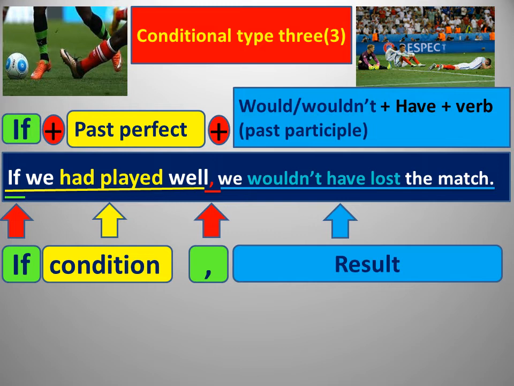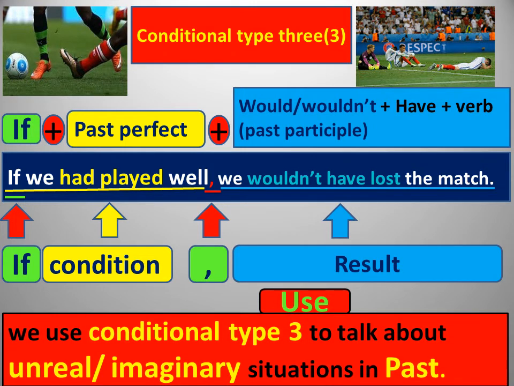Okay, now, when do we use conditional type 3? We use conditional type 3 to talk about an unreal or imaginary situation in the past.